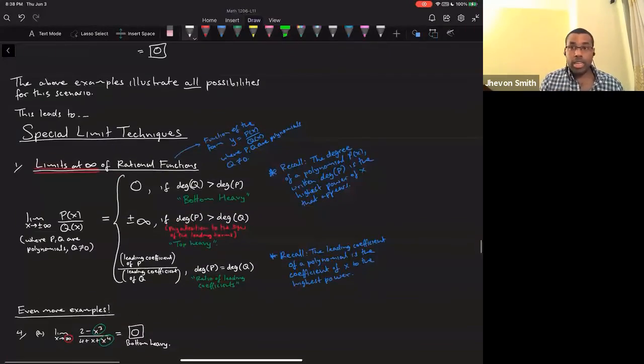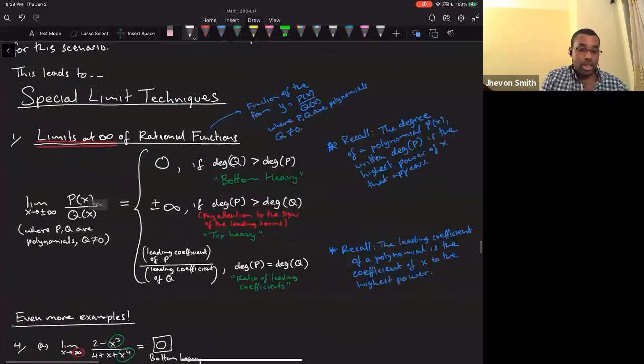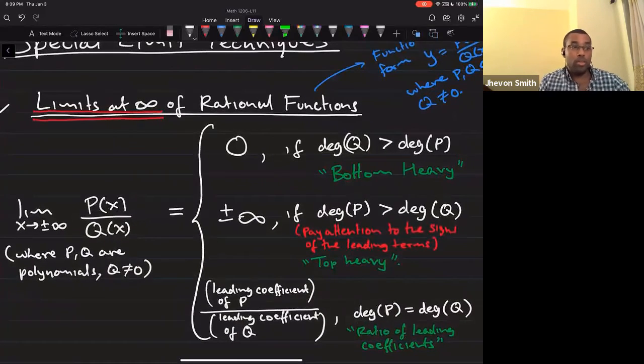So that's one special technique. This special technique works in this particular situation. If you're taking the limit at infinity of rational functions, there's a standard technique. There are only 3 types of answers. It's going to be 0, it's going to be infinite, either plus or minus, just pay attention to the signs, or it's going to be the ratio of the leading coefficients. And you can find the limits by doing one of these strategies if you know you're in this situation.